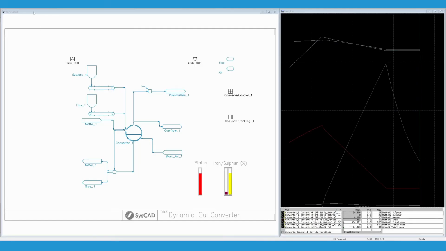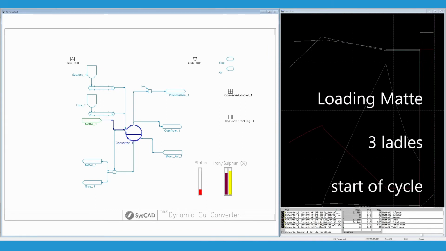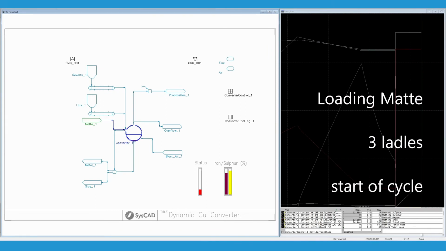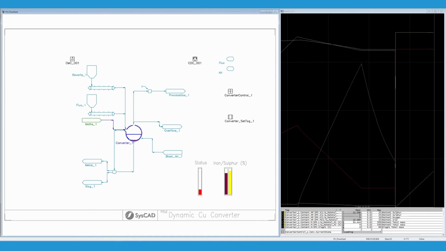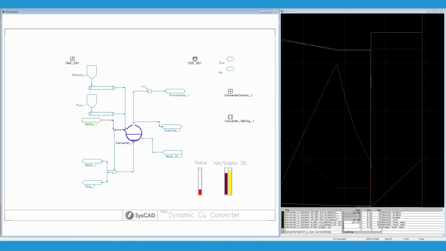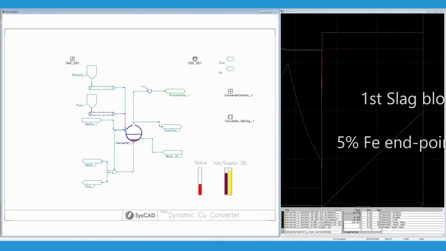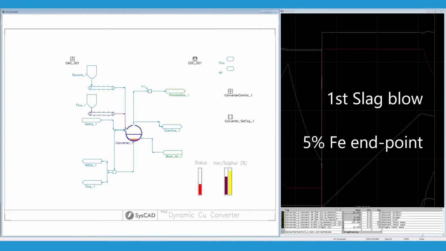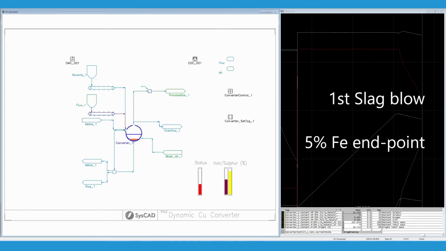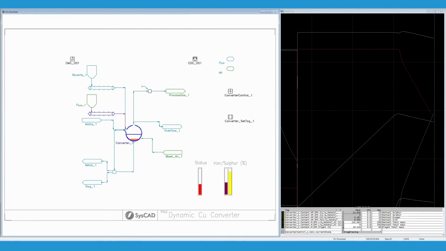This animation shows the model running during an entire cycle. The sequence of steps is pre-programmed as just described, where the various input and output streams interact with the main ChemApp tank unit representing the converter. In this example, the calculation mode is set to fixed temperature. However, the ChemApp tank also supports enthalpy target mode, where the reactor temperature is calculated based on a defined heat loss value. The sequence starts by loading 3 ladles of matte.